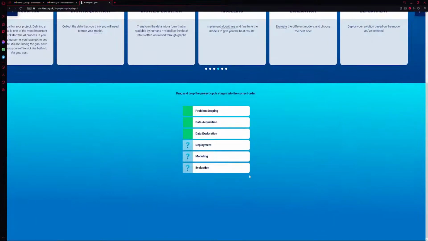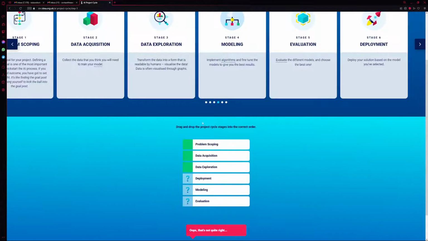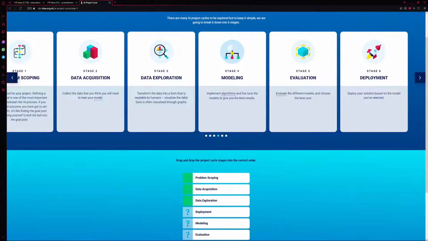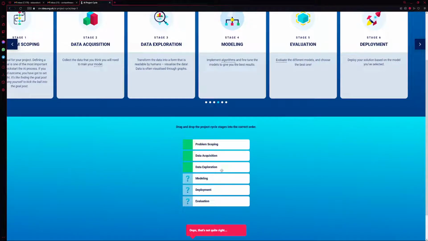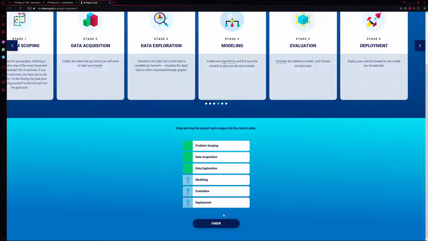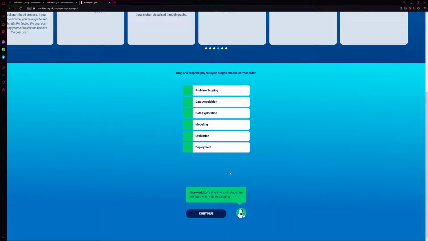There we go. Check. So we've got that wrong. So what have we missed out? So data exploration, modeling. There we go. Modeling, and then we have evaluation and then deployment. I just got that the wrong way around. Evaluation and then deployment at the end. Yeah, there we go. Come on, deployment, move around. There we go. Have another go. Modeling, evaluation, there we go. And done. So move on to the next one.